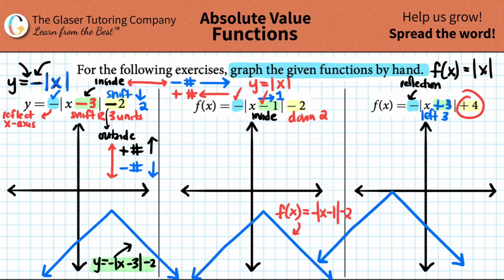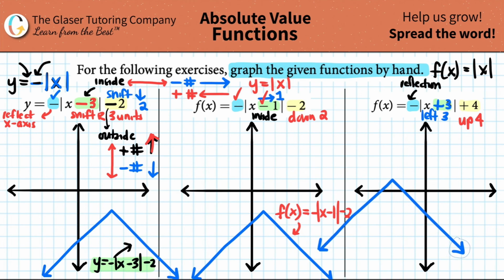Okay, we are almost there. Now we just have to deal with this plus 4. It's outside of the function. It's outside of that absolute value. So those are your vertical shifts. And in this case, it's a plus 4. So anytime it's a plus, you're going up. So you're going up 4 units. So I'm going to visualize my whole graph, and I'm going to go up 4. So 1, 2, 3, 4. And there you go. I know that it kind of gets a little bit over here, but that's fine.